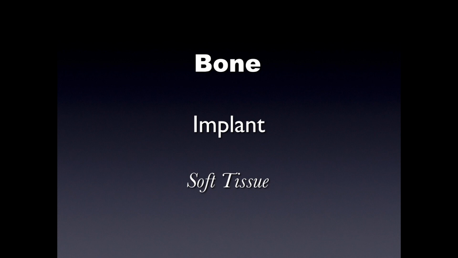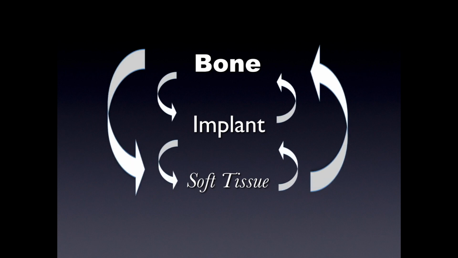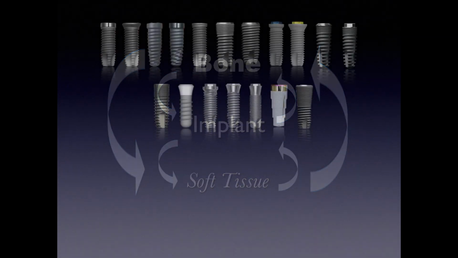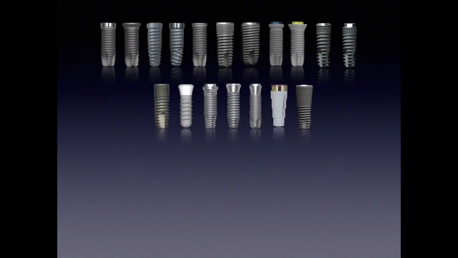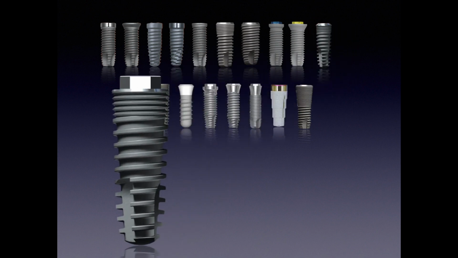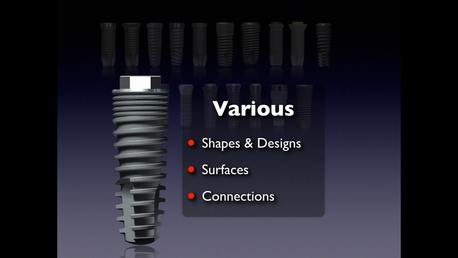Through the scientific literature and clinical experiences, we know that bone, implant, and the soft tissues have very complex relationships to each other. There are countless different designs of dental implants in the market today. Different implant companies have different implant designs. Implants nowadays have various shapes and designs and have different implant surface treatments and distinct implant connections.